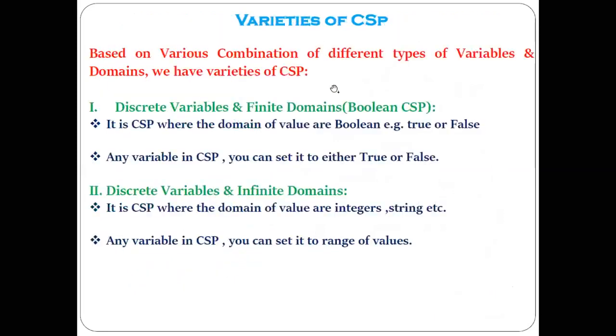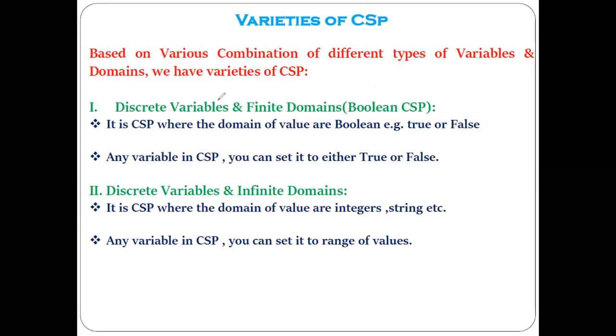So in this way, you can solve this map coloring problem using the constraint satisfaction approach. That was our first point, where we discussed why there is a need for the constraint satisfaction approach. Secondly, we discussed how to solve the map coloring problem using the backtracking approach. Now the next topic is the varieties of CSP, which are the different types of constraint satisfaction problems based on the combination of variables and domains. Many times we have already discussed what is meant by variables and domains.